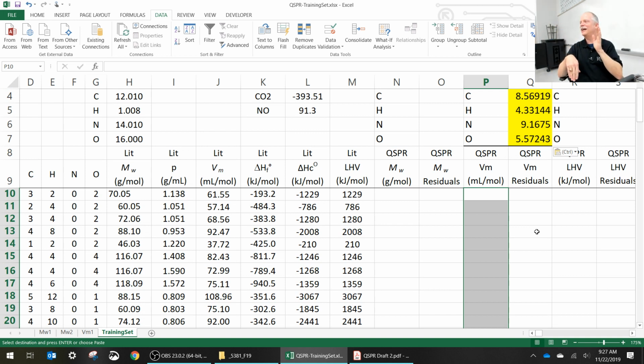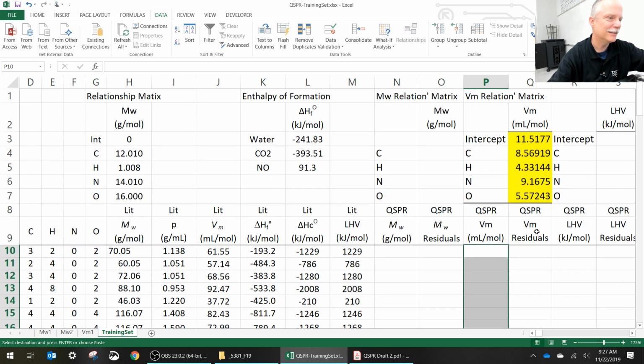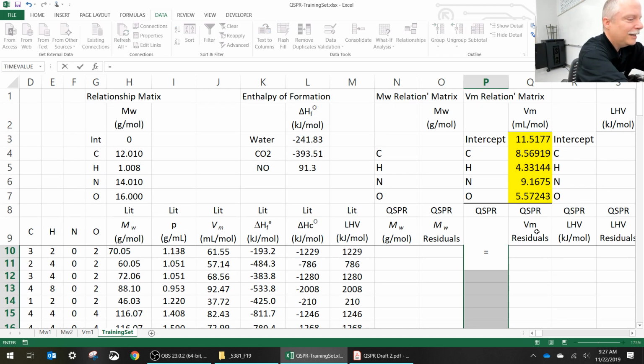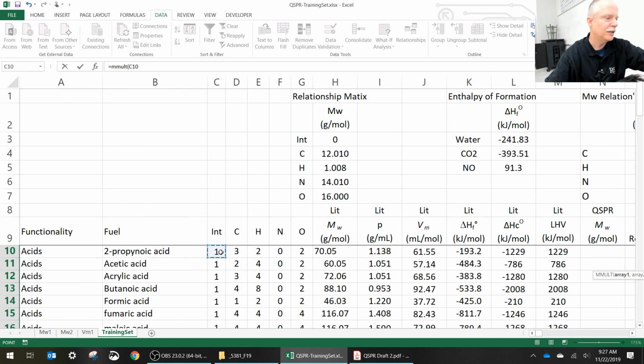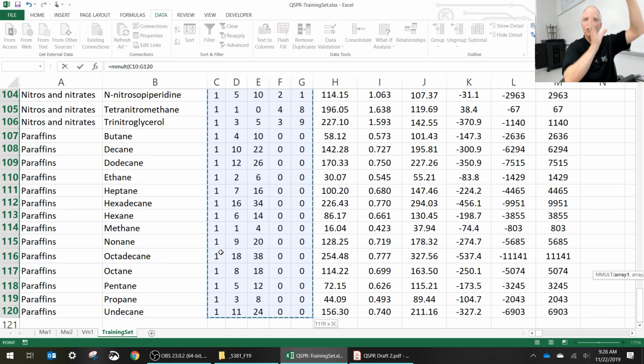If you just wanted to select that, that's fine. But anyway, here we are, and I'm going to type in my MMULT equation. So equals MMULT for matrix multiply. Then I come over here and grab, this is important, the intercept too. I want that intercept column because it's got to multiply by the intercept row in my relationship matrix. That's what we're using to pull in the intercept. And then Control Shift down, so I've got the whole block.